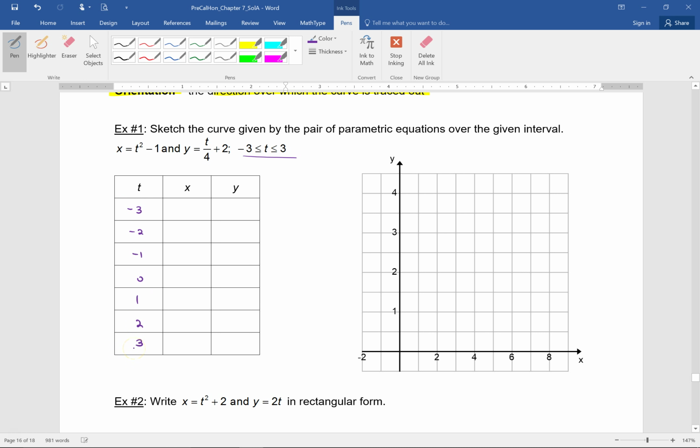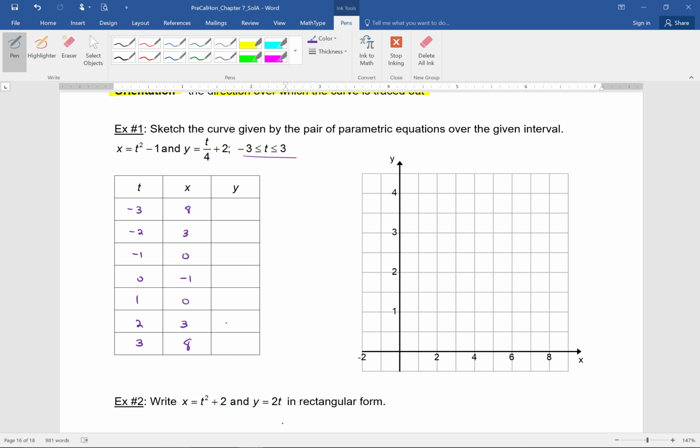You plug -3 into your x value and you get 9 minus 1, which is 8. You plug negative 2 in there, you get 3. 1 gives you 0, 0 gives you minus 1, 1 gives you 0, 2 gives you 3, and 3 gives you 8. We're good? For the other ones, we're going to plug them into the y equation this time.